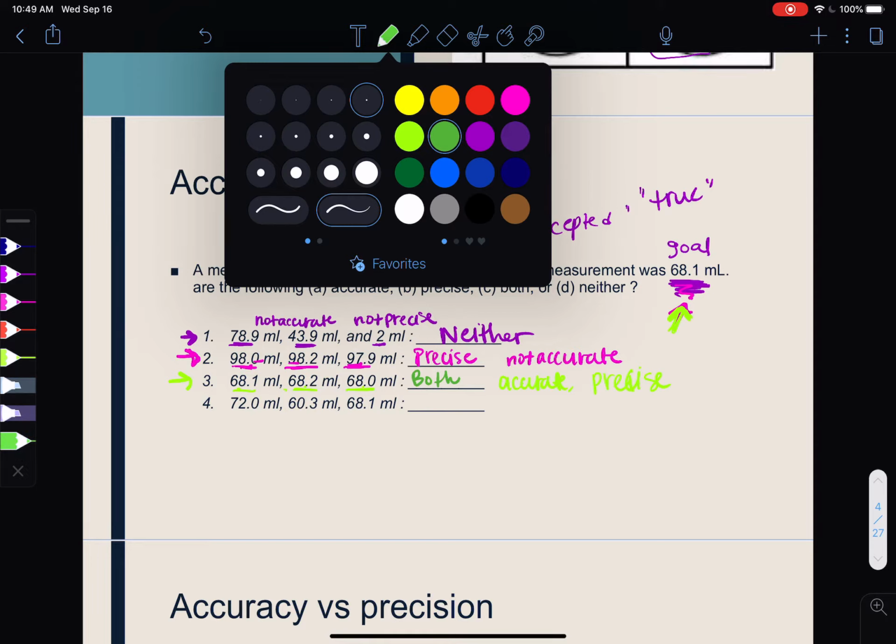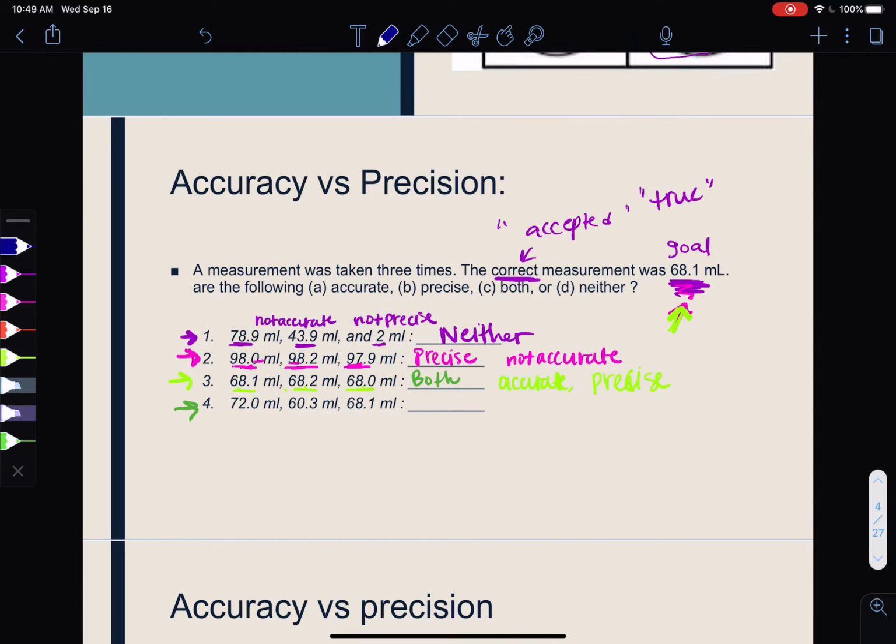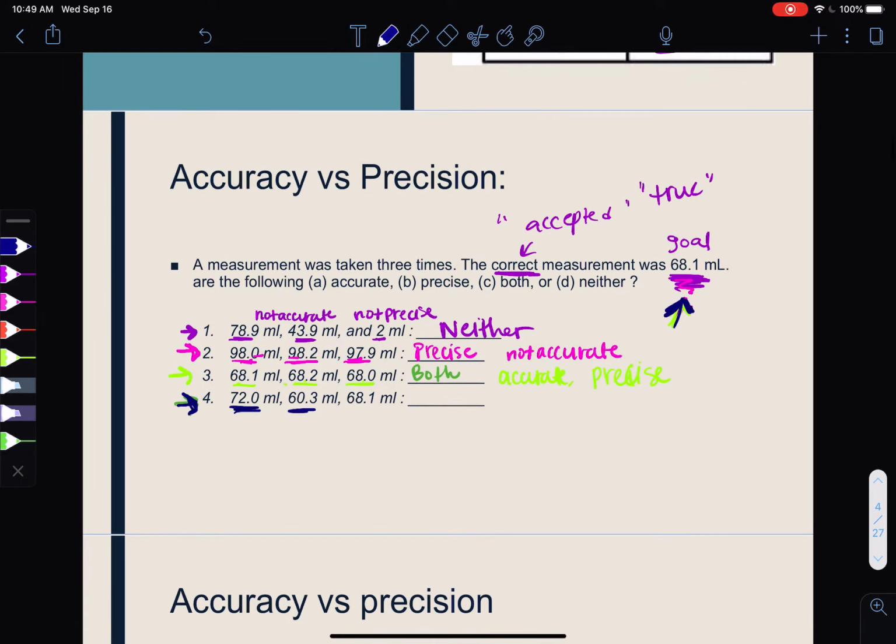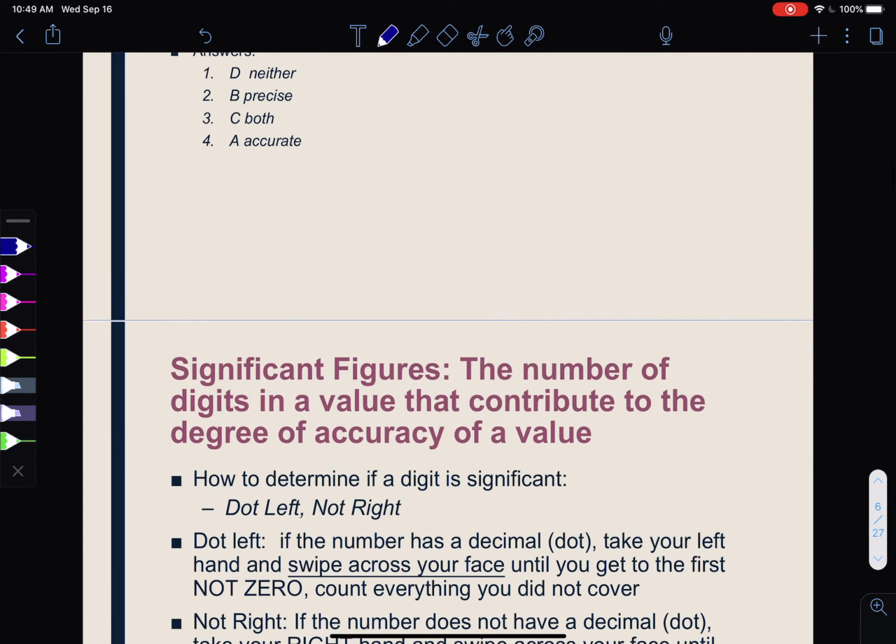Now let's look at number 4. Let's use this one. Number 4, 78.2, is that 68.1? No. 60.3, is that 68.1? No, that's not close enough. What about 68.1? That one is accurate. Okay, so this is enough to make this whole set of numbers accurate. Now, are they close to each other? No, they're not close enough. So this one is just accurate. If I can spell. Okay, and so those are the answers.